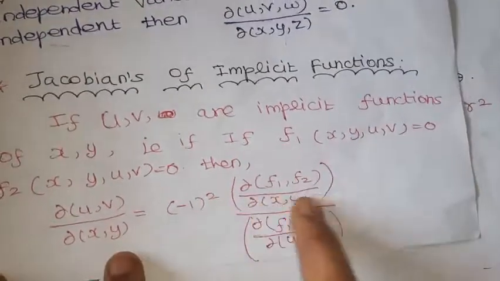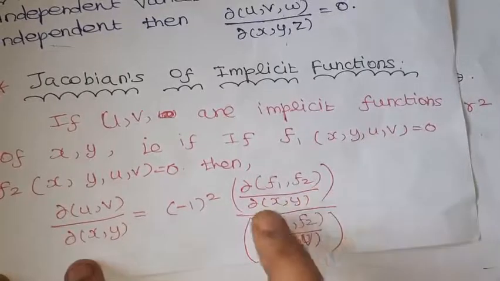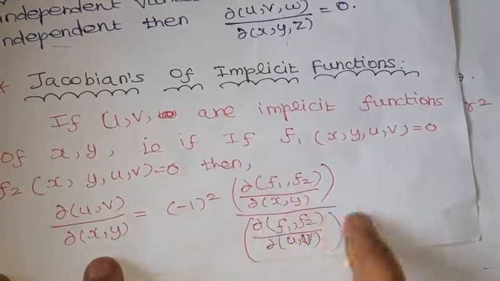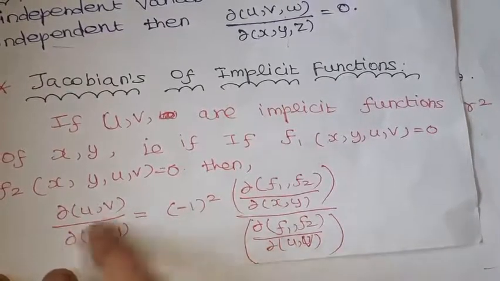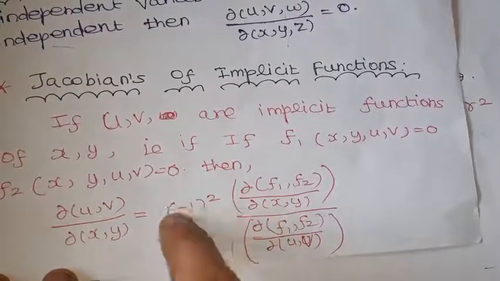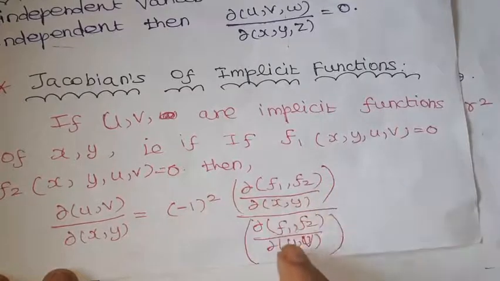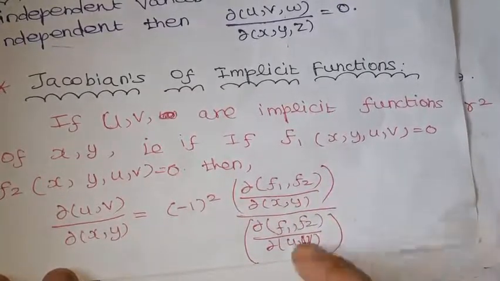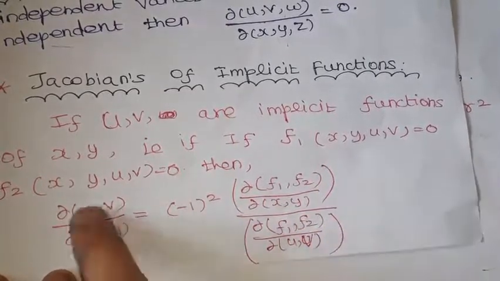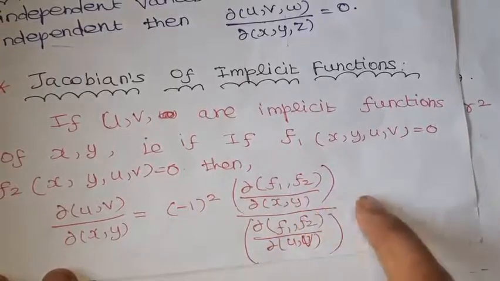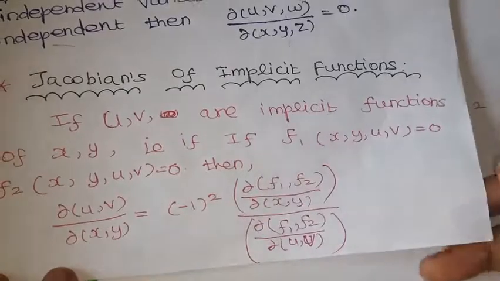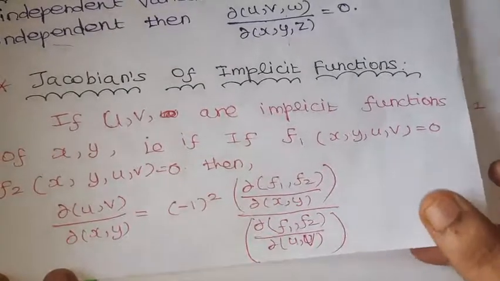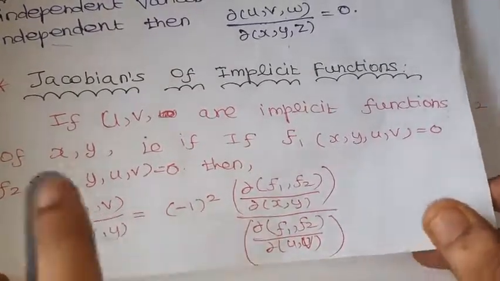So dou of f1, f2 divided by dou of x, y, divided by dou of f1, f2 divided by dou of u, v, it is related to 2 variables now. So minus 1 the whole square. Okay, see, when we take the reciprocal in the denominator, what will we get? The same thing, dou u, v divided by dou x, y. So this is how we can express the Jacobian of implicit functions for 2 variables.